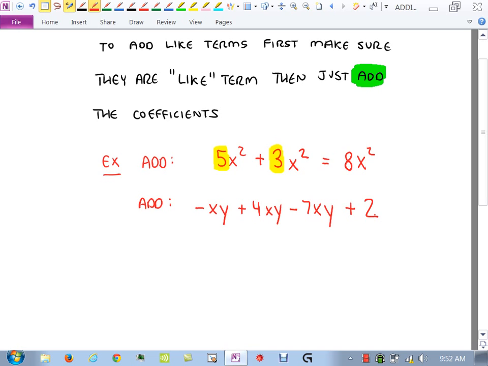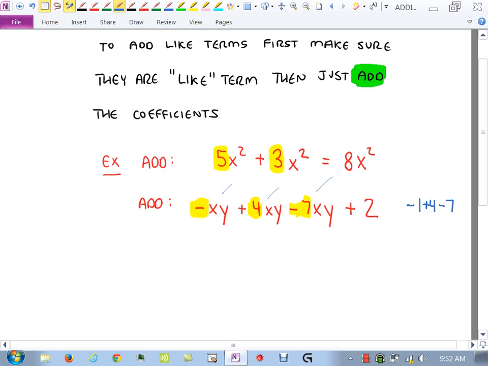How many of them are like terms? 3 of them. These 3 right here, the first 3 are like terms. All 3 have x, y. So if I want to put those together, what I'm going to do is look at their coefficients, which is what? -1, 4, and -7. So I'm going to write that over here on the side. -1, 4, and -7, right?